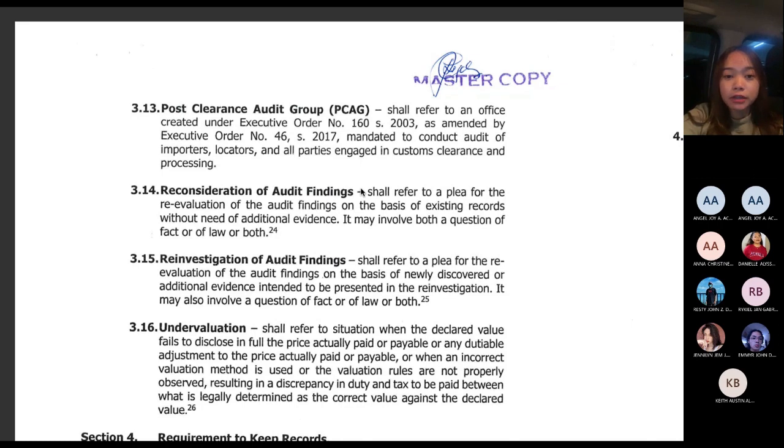3.15 Reinvestigation of audit findings shall refer to a plea for the re-evaluation of the audit findings on the basis of newly discovered or additional evidence intended to be presented in the reinvestigation.